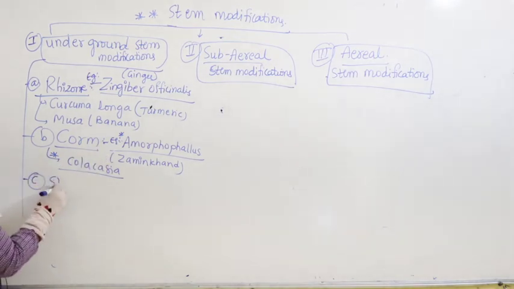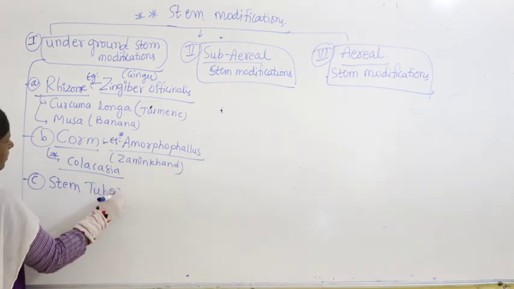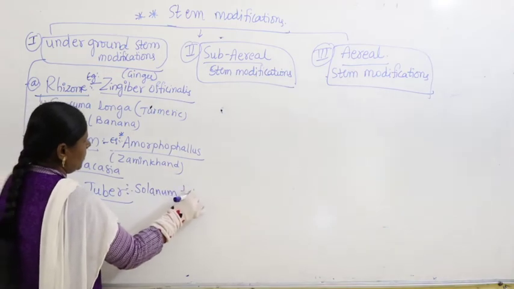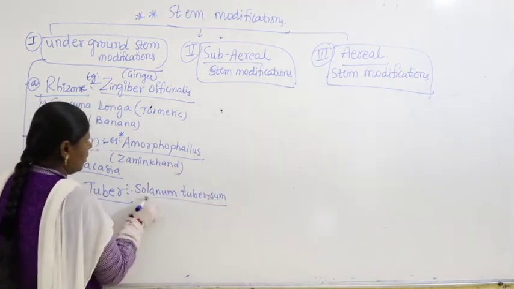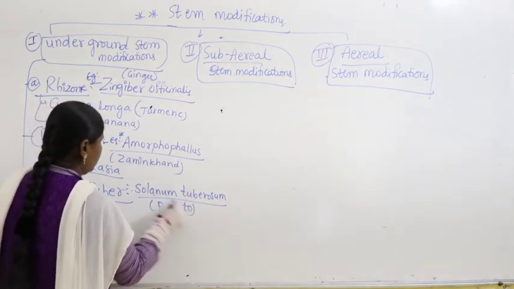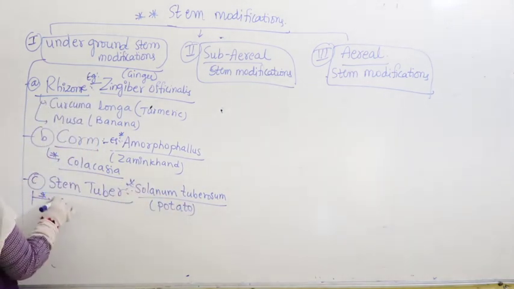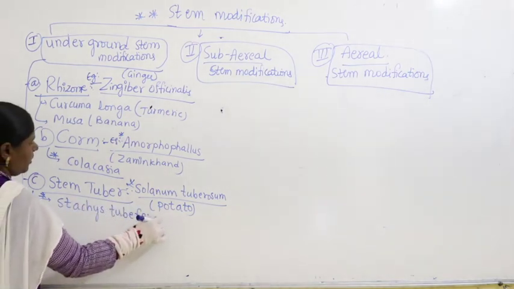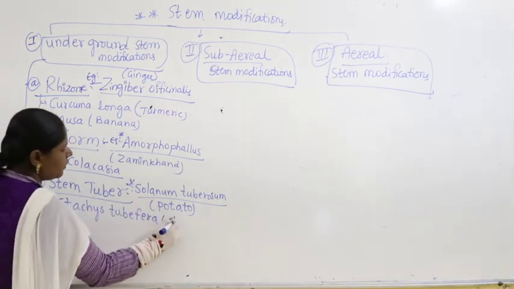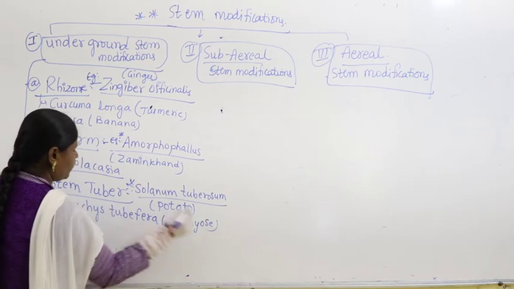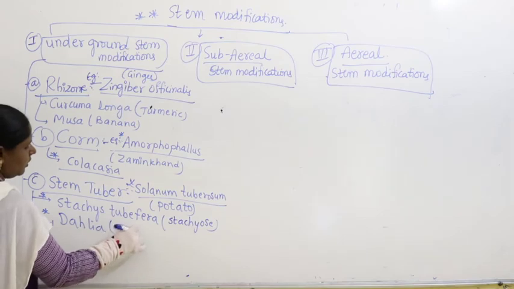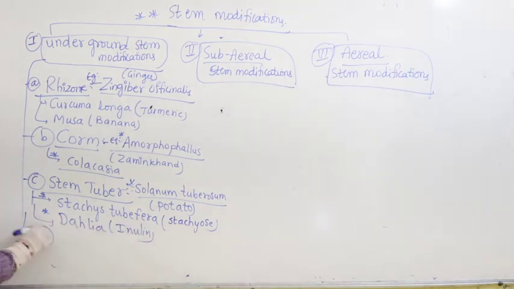Next is stem tuber. What are the examples we studied? Solanum tuberosum, commonly called potato, and Stachys tubifera. It stores the food called stachyose, a sugar. Then Dahlia. What sugar do you find there? Inulin. You remember we studied all these examples, very important.